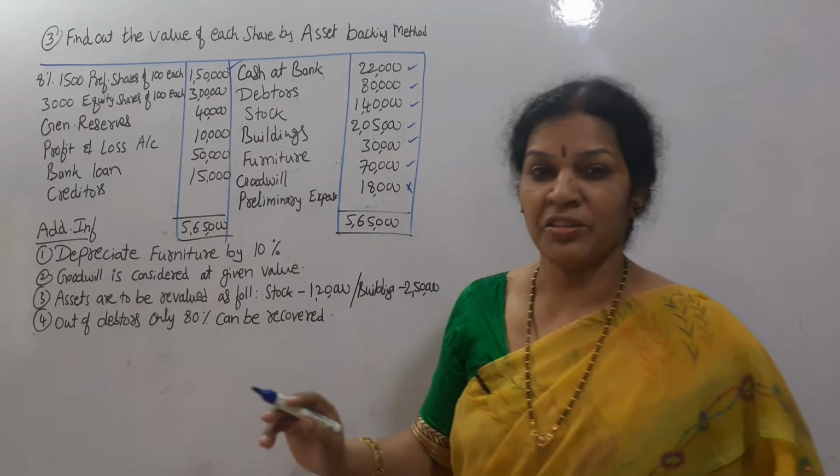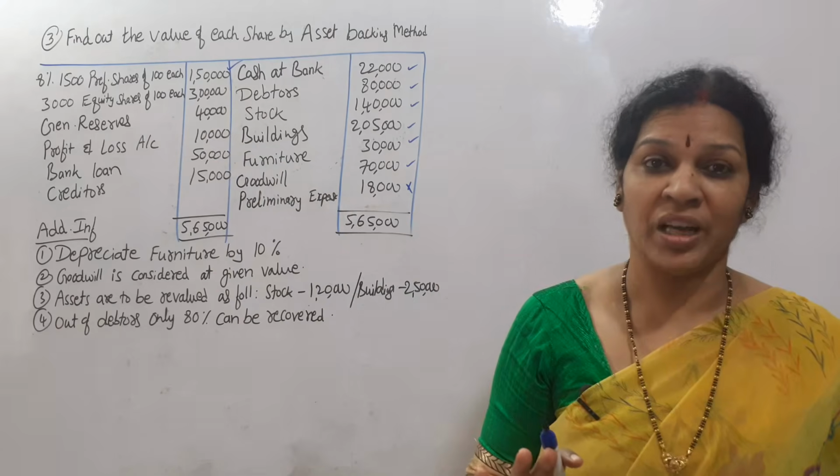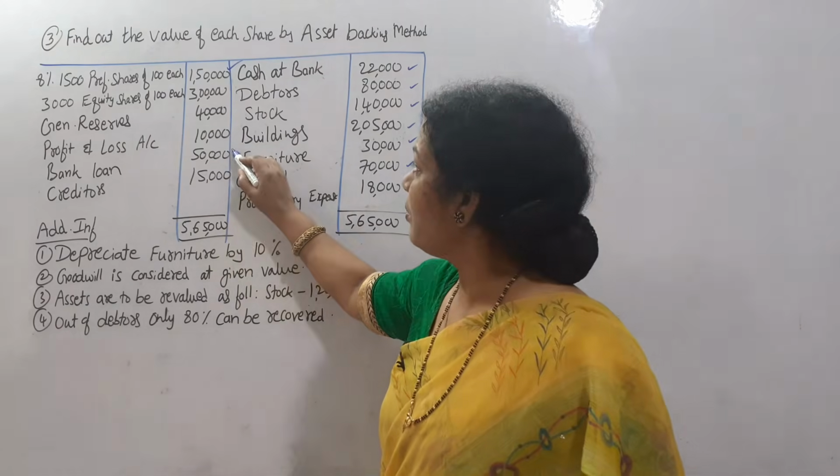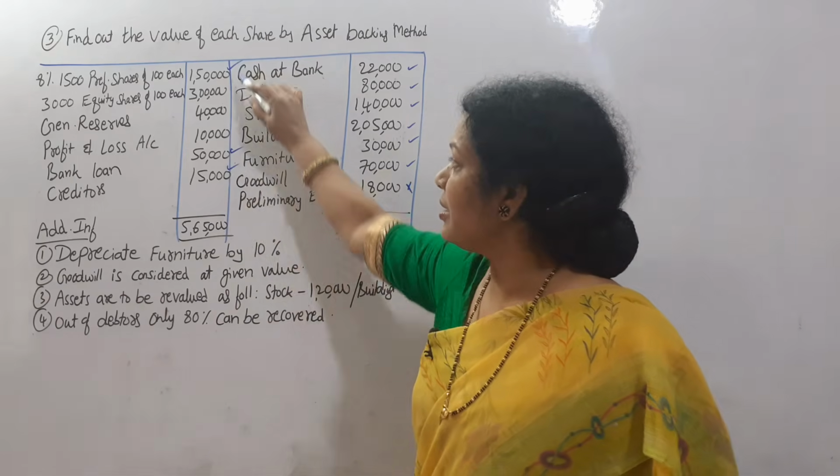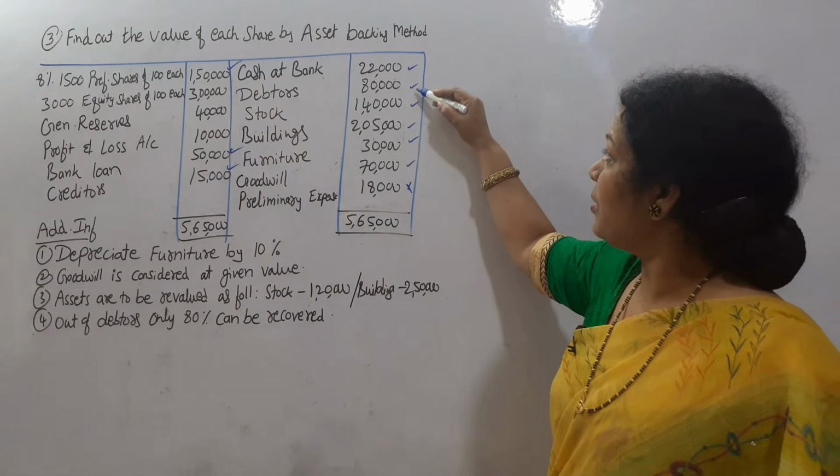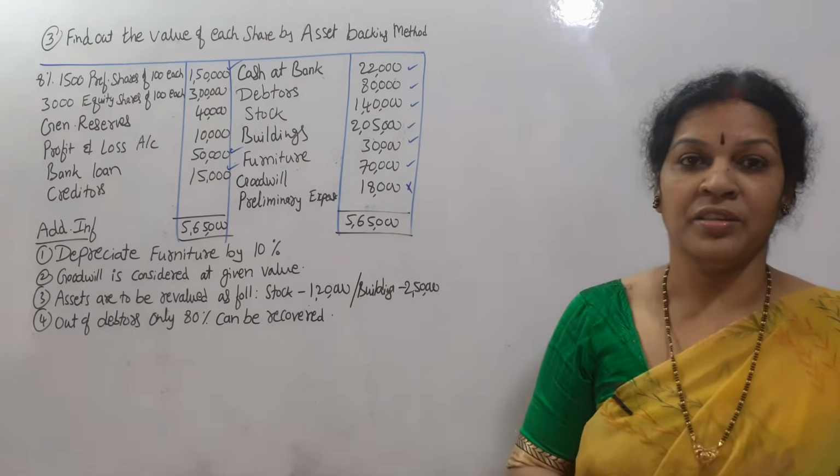In the same way, general reserve and profit and loss account, these two are also not liabilities. Next, bank loan we will take, and creditors. Three items here: 1, 2, 3, 4, 5, 6.